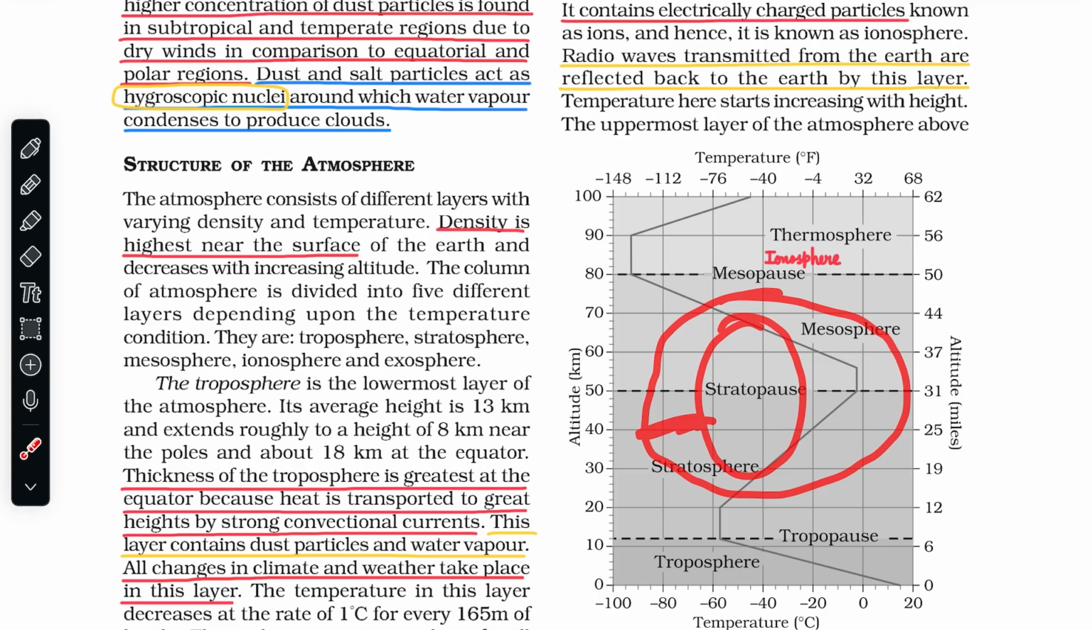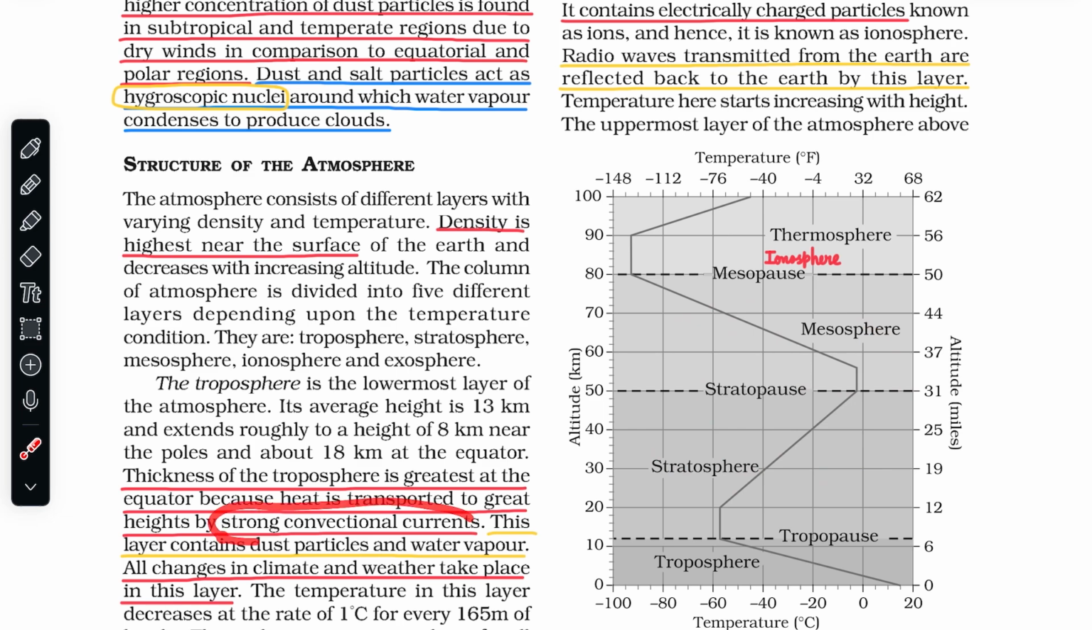So 18 kilometers at the equator, whereas 8 kilometers near the poles. The thickness of the troposphere is greatest at the equator because heat is transported to greater heights by strong convectional currents. This layer contains dust particles and water vapor. All changes in climate and weather take place in this layer within these 8 to 18 kilometers.